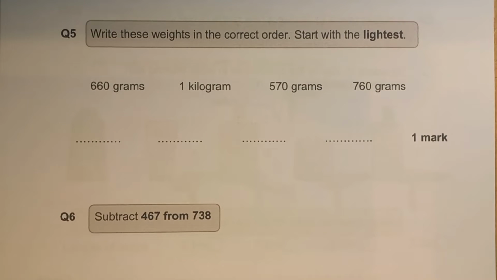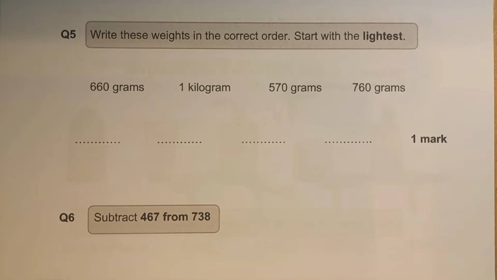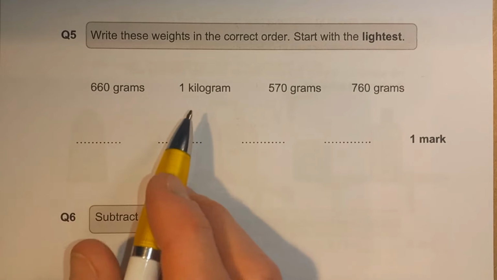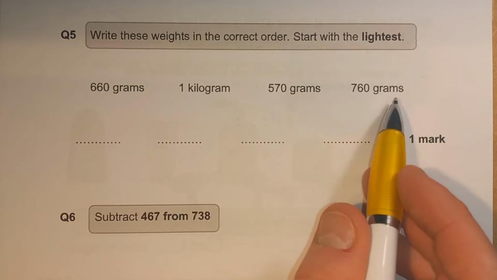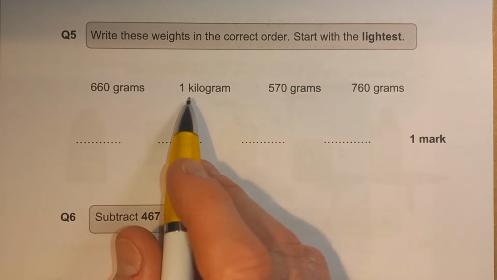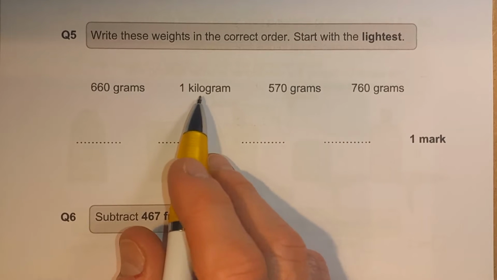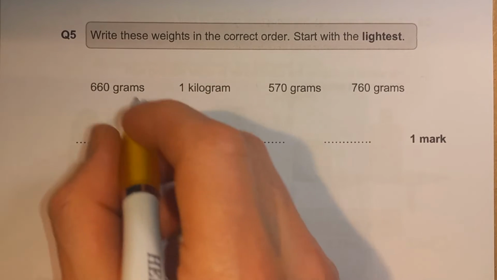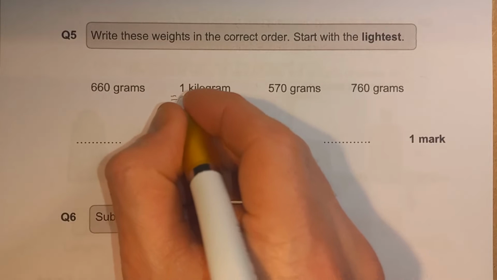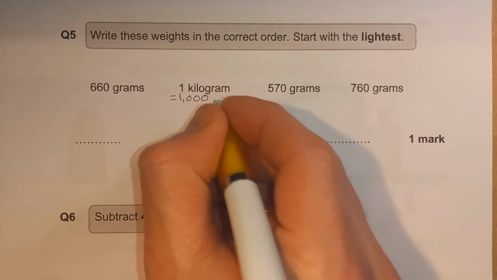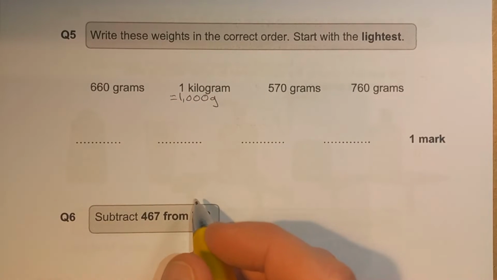Question 5. Write these weights in the correct order. Start with the lightest. Okay, so we've got 600 grams, 1 kilogram, 570 grams, 760 grams. So we've got 3 in grams, 1 in kilograms. So what we want to do with this first of all is write this in grams. Well, I know that 1 kilogram is equal to 1,000 grams.